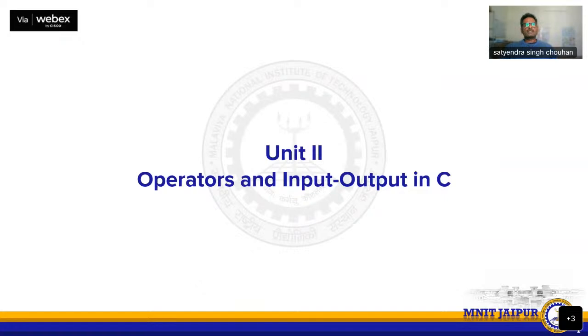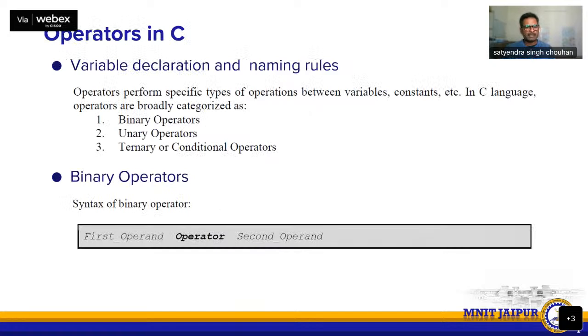The second unit is mostly concerned with the operators that programmers can use in C to solve computational problems, and the input-output functions that a programmer can use. So the second unit is dedicated to operators and input-output. In C programming language, there are different types of operators like binary operators, unary operators, and ternary operators. And this unit covers the different types of operators and the syntax and semantics of each type of operator.